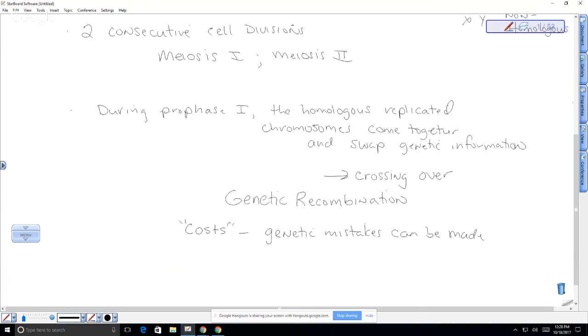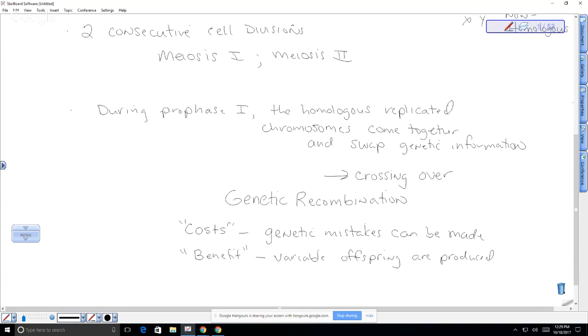And so when we think about crossing over, it's just amazing that it actually occurs. So the benefit, we would say, must outweigh, so that's one cost. The benefit must outweigh the costs, right? And that is that we produce variable offspring. Okay, so variable offspring are produced.